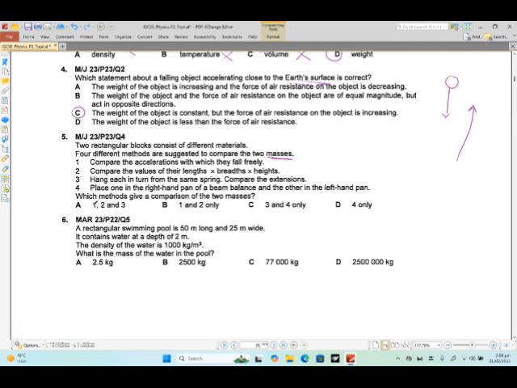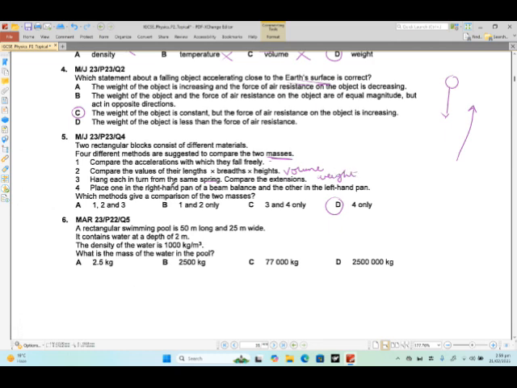The answer for it is D. If we compare the acceleration with which they fall freely, the acceleration would be constant. So this doesn't account for comparing. Comparing the lengths, breadths, and heights would give you volume, and that won't be comparing the masses. Hanging each from the spring, a spring balance measures weight or compares weights. So this can't be it.